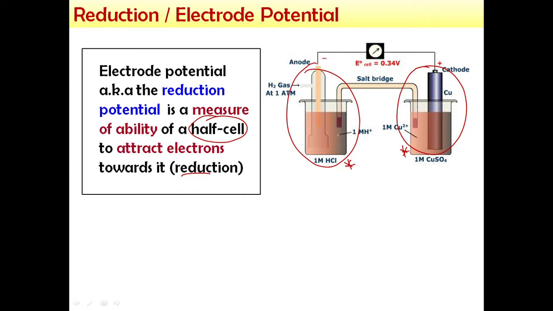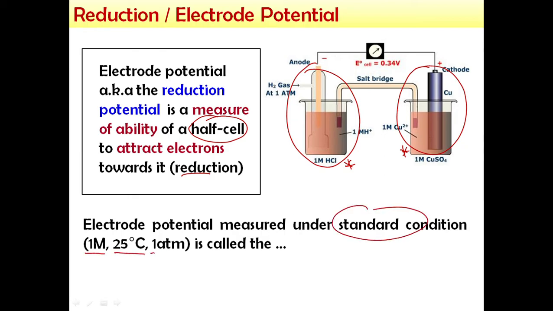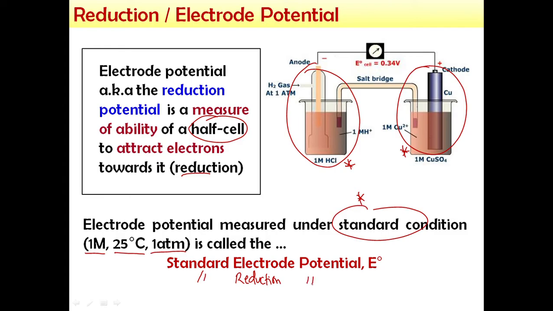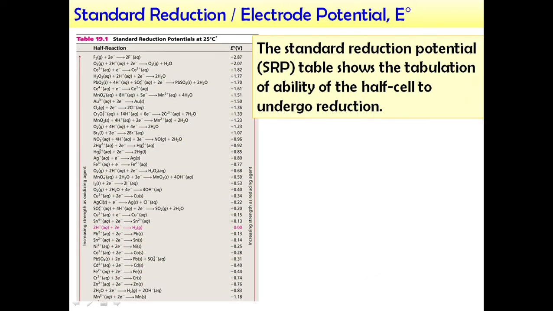Jadi, kalau kita measure nilai tersebut under standard condition, which are 1M, 25 degree Celsius dan 1 atm. Okay, kena mematuhi ketiga-tiga condition ini baru kita panggil standard. We're going to call that as standard electrode potential E0, okay, atau standard reduction potential kerana dia adalah benda yang sama, SRP. Okay, so this is SRP table, stands for standard reduction potential table.